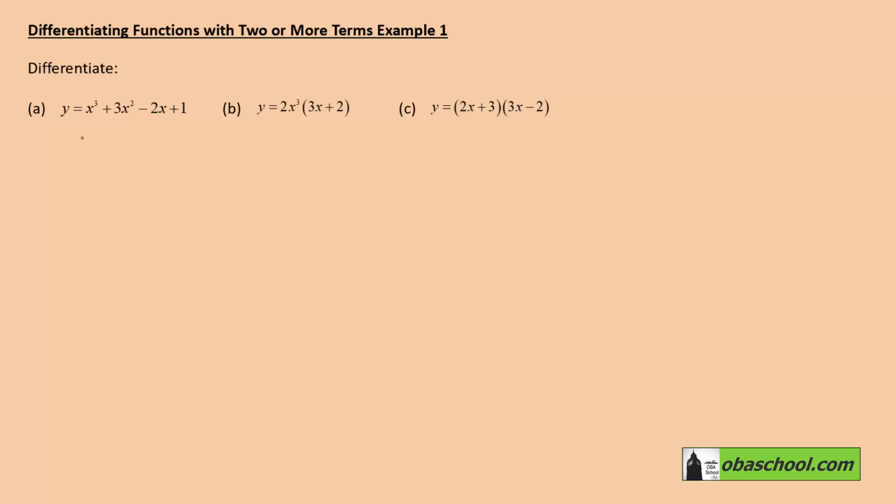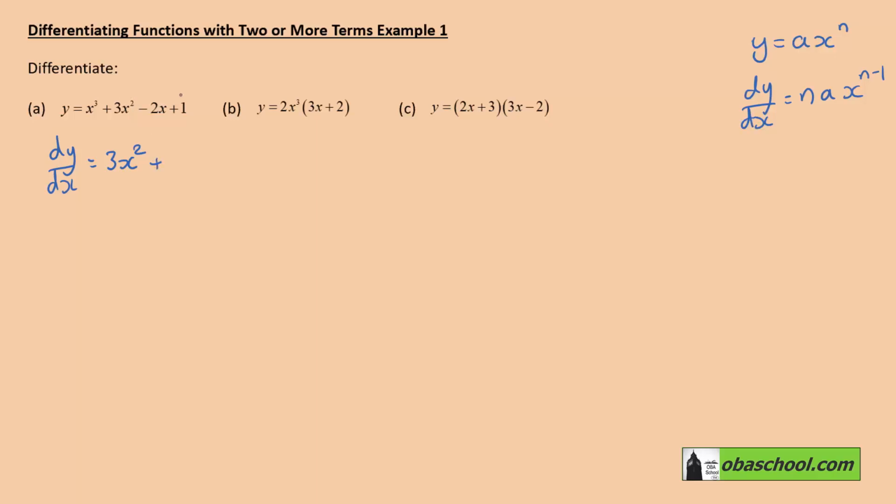We want to differentiate the following. So we've got y is x cubed plus 3x squared minus 2x plus 1. Well, we know that if y is equal to ax to the n, then dy dx is n times a times x to the n minus 1. So, differentiating x cubed, the 3 will drop down and multiply, and then reduce the power by 1.